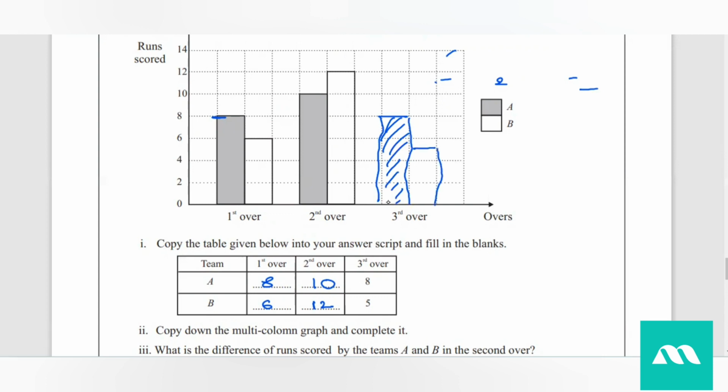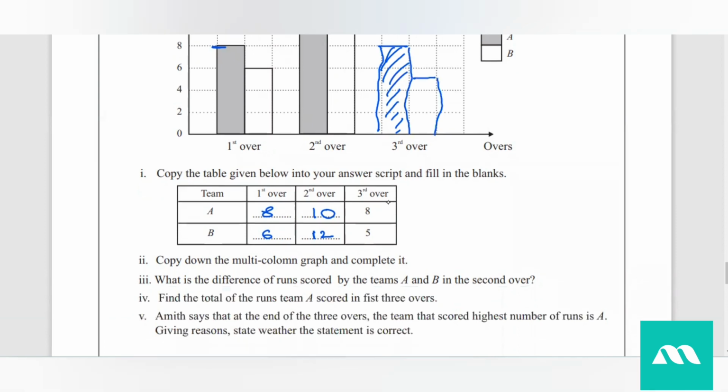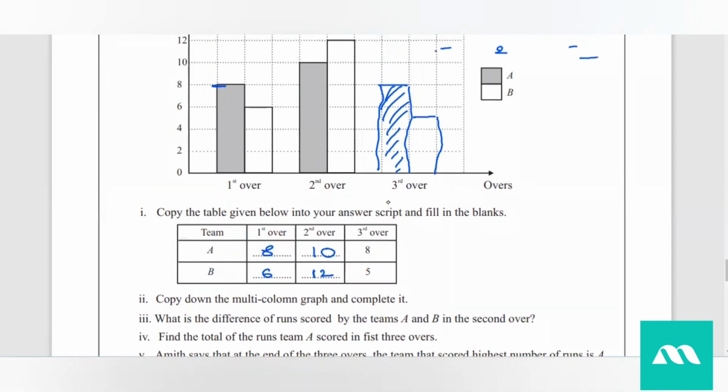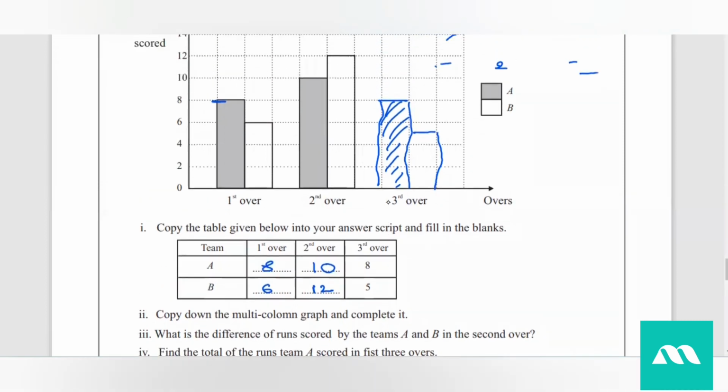Okay, it is 5. Then what is the difference of runs scored by the teams A and B in the second over? They are asking for the difference in the second over. It is 2 runs, no?